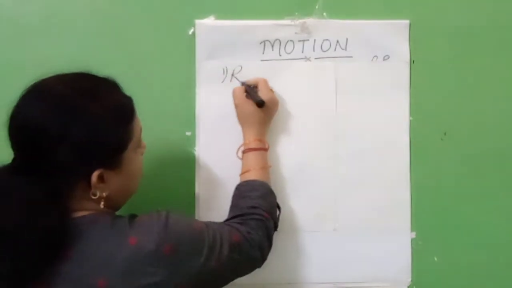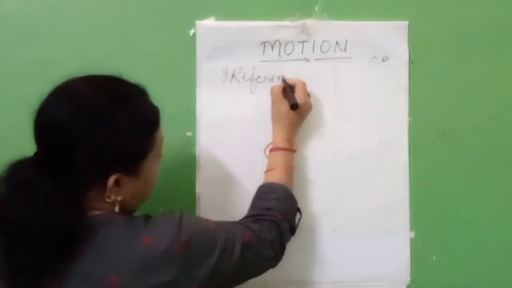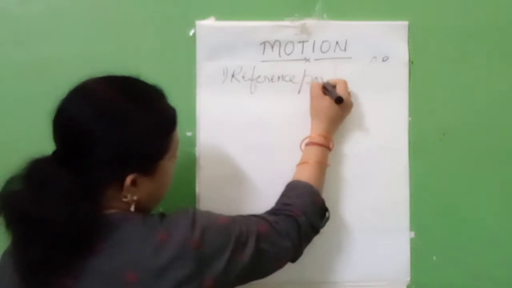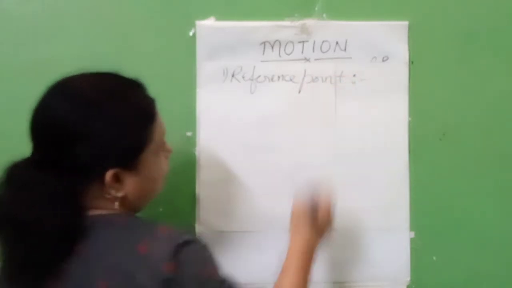So in physics, some terms are there to describe motion. Let us understand the things which describe motion. The first term is reference point. So let's discuss what is reference point.